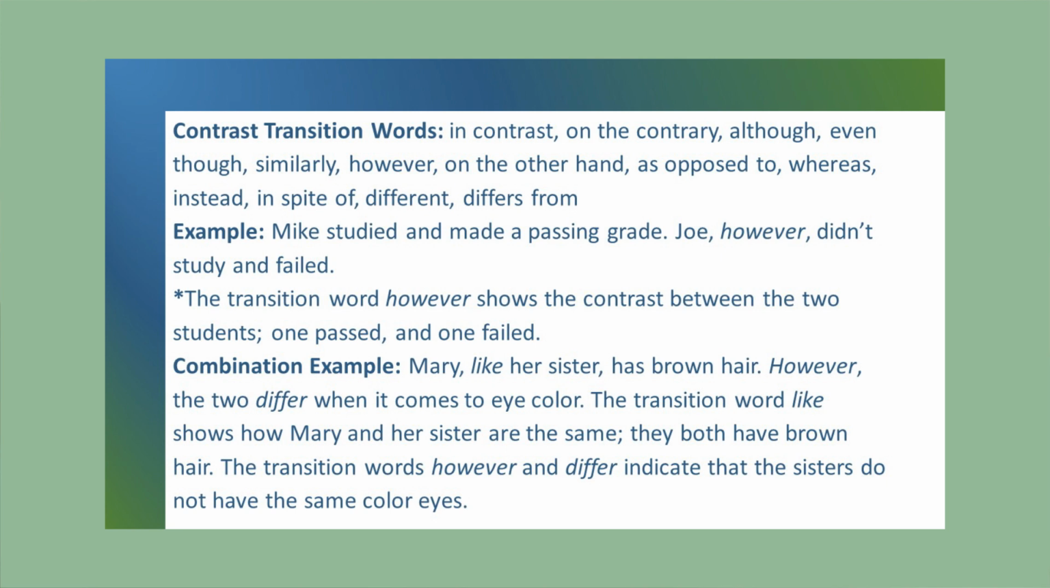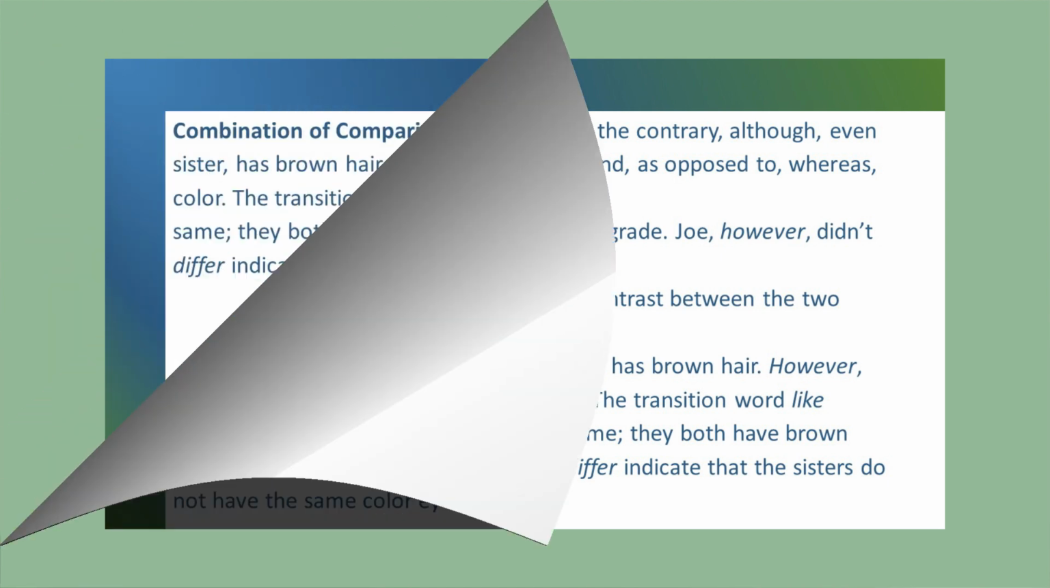So here's an example of contrast transition words. Mike studied and made a passing grade. Joe, however, didn't study and failed. So "however" is the transition word that shows a contrast between Joe and Mike. Remember, we mentioned Mike studied and made a passing grade, but then we said Joe, however, didn't study and failed. The difference, of course, is that one person passed and one person failed. But the word "however" can show the relationship between those two sentences.